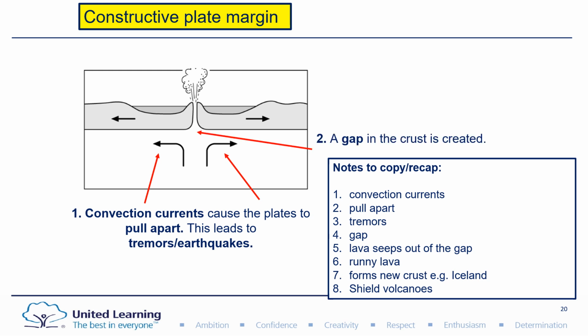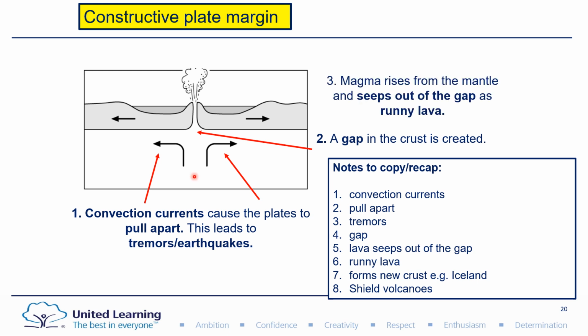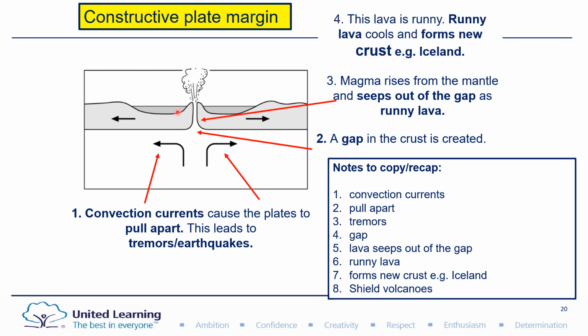Step 2. A gap is created in the crust. And what's going to happen, we can't just have a gap in the crust leading down to the mantle. So within the mantle, magma rises and runny lava slowly seeps out of the gap. This runny lava will eventually cool, solidify and turn to new crust and new rock, and this explains how the country of Iceland has formed. Also, as this runny lava solidifies, it travels quite a long way and it forms gently sloping, shield volcanoes. So those are the three types of plate margin.